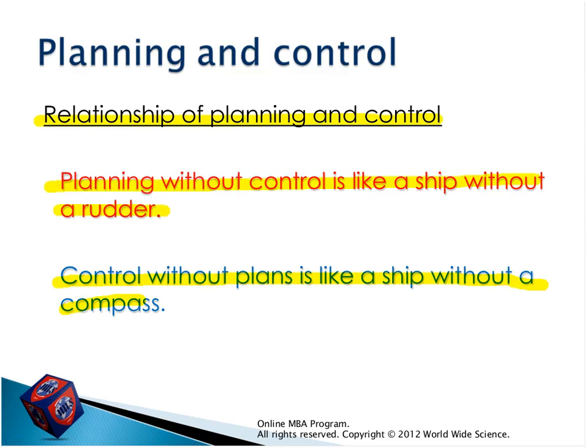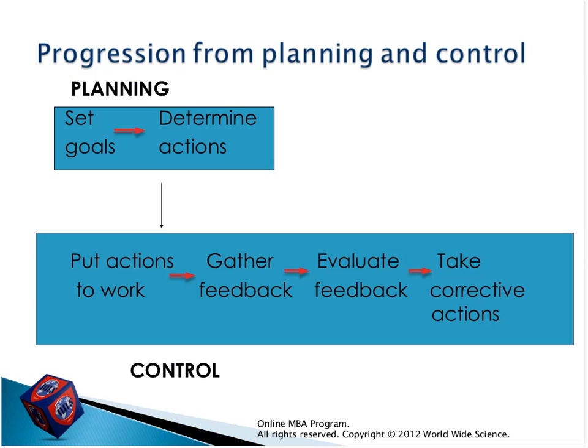Next one, the progression from planning to control. Here is just a framework that shows you how the planning moves to control. First, you remember in the planning we set the goals. We must identify our goals. Then we determine the actions, the way we can achieve the goals. After that, we put action to work. We make a business. We run a business. We do a business, right?